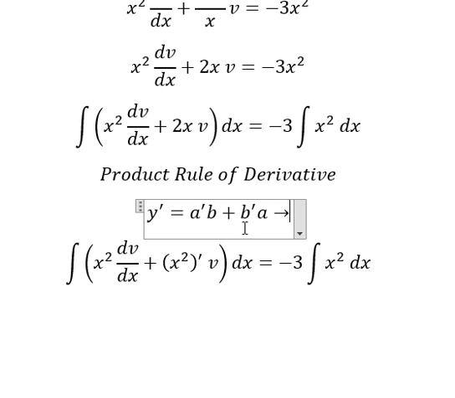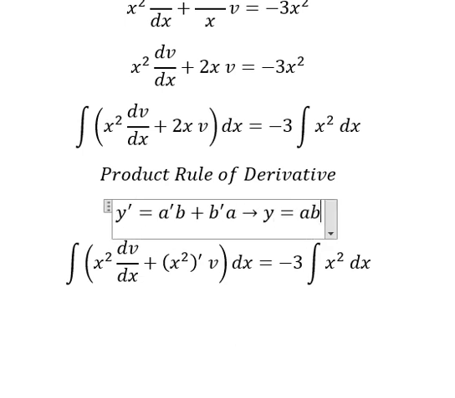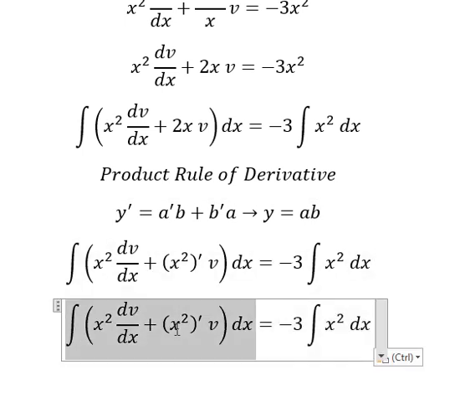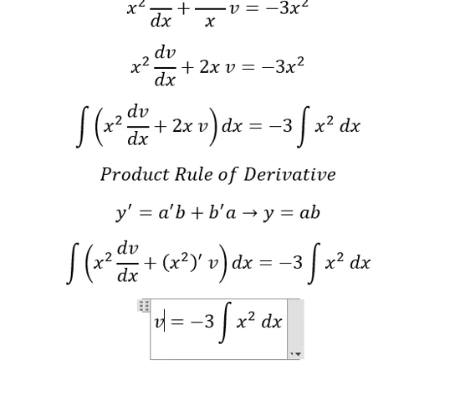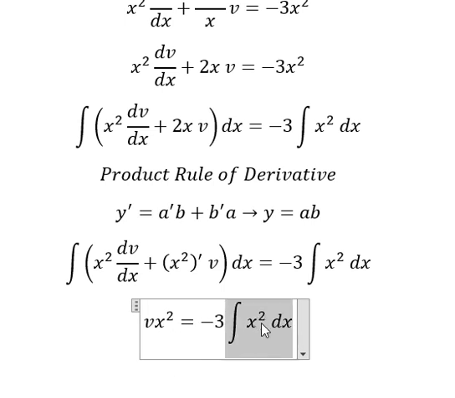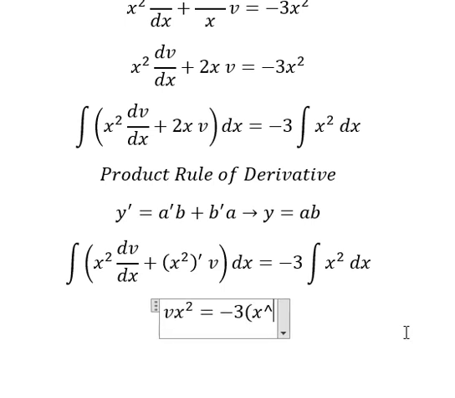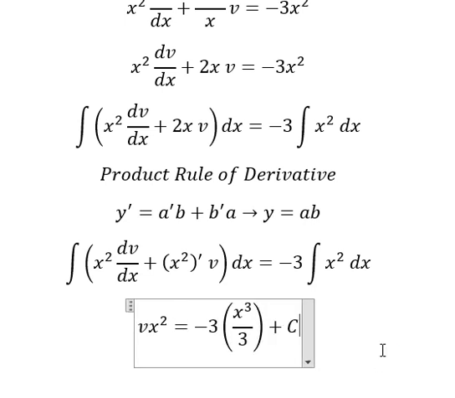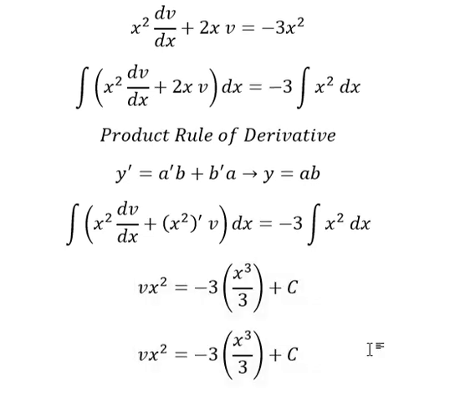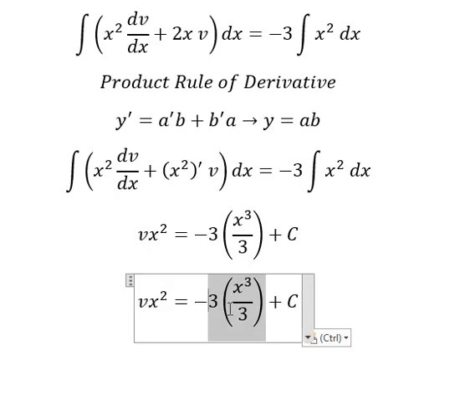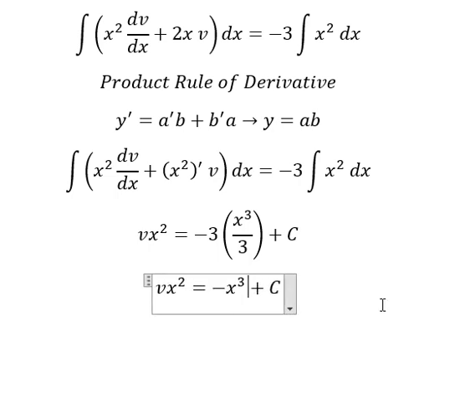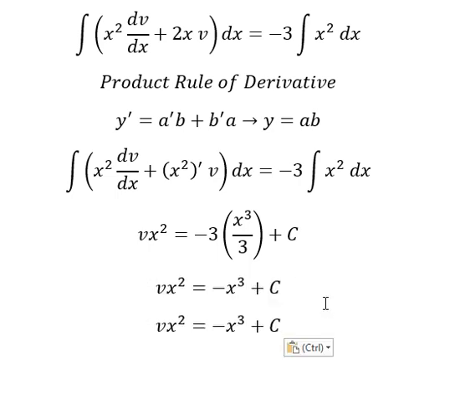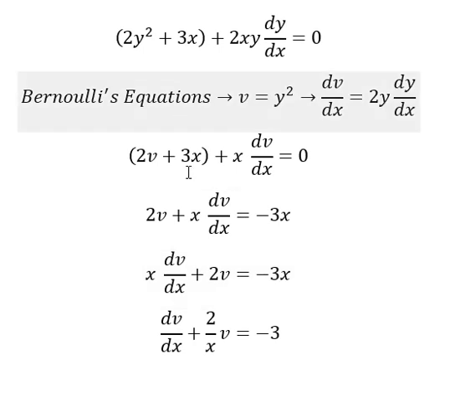So the integration of this one, we have y equals uv. So the integration of that one, we have v x squared. This one is x to the power of 3 over 3, and I will put c. So number 3 and number 3 we cancel. About v, that is this one.